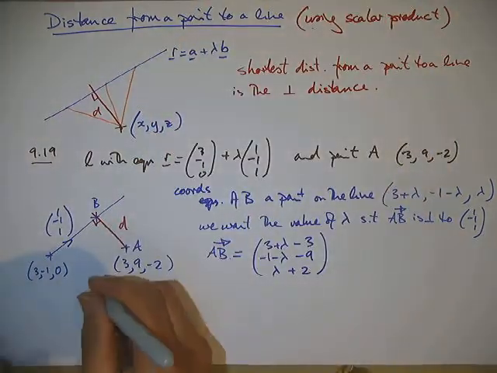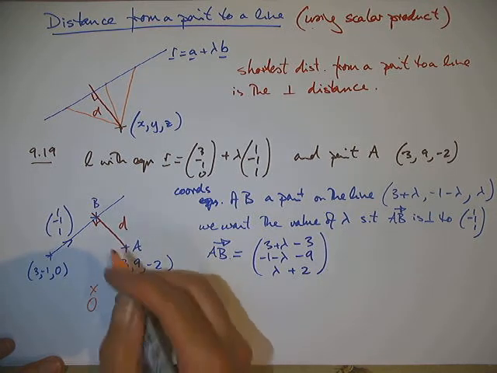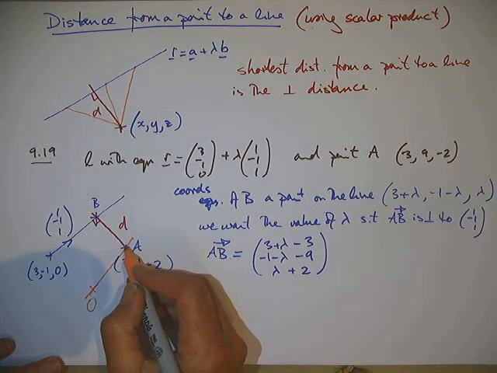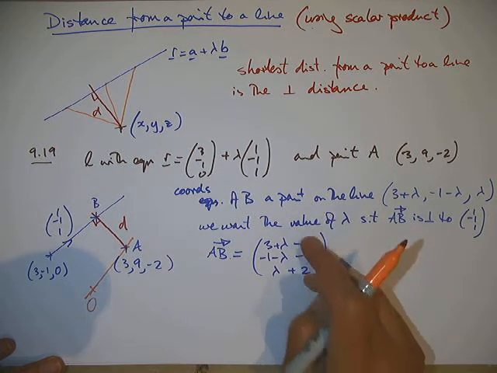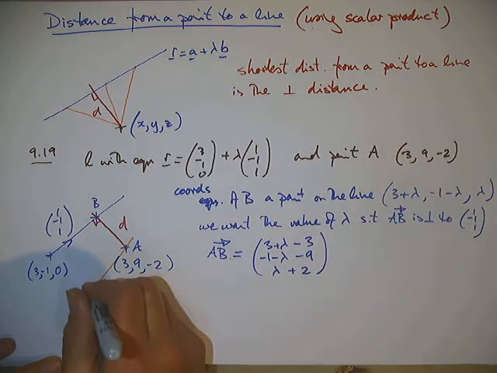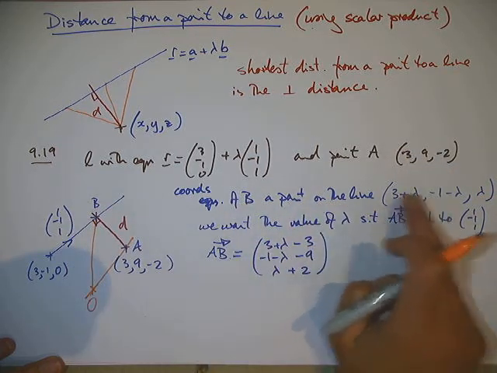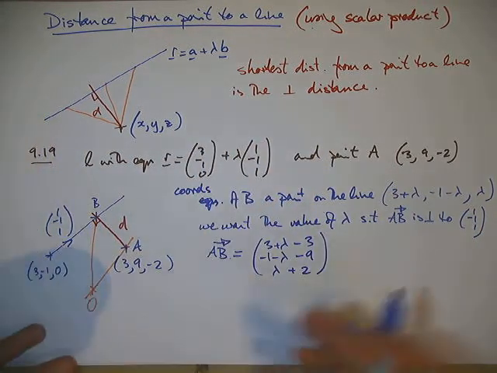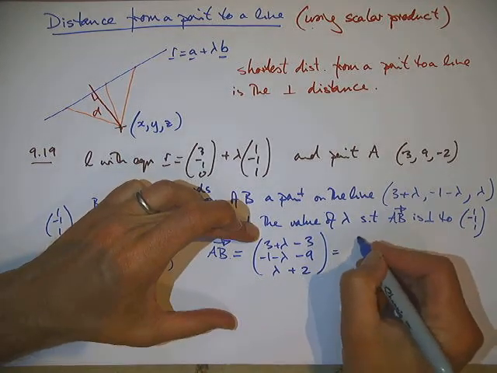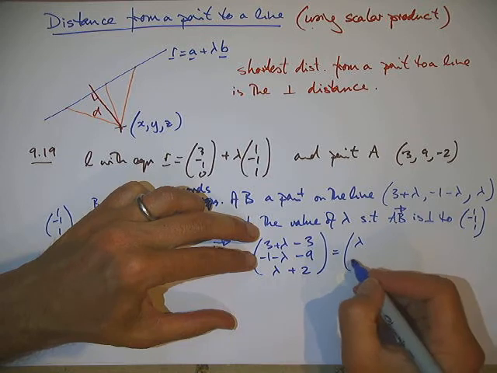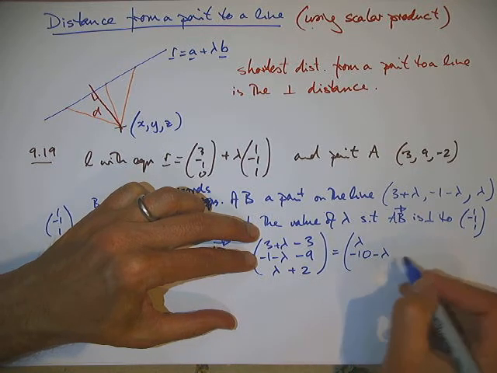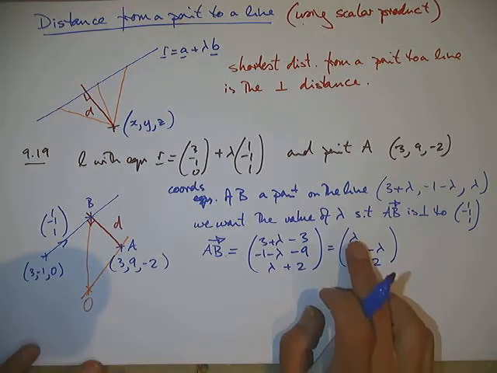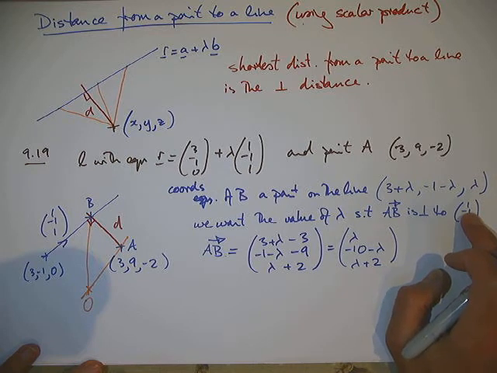Why on earth do we do that? If that's the origin, to get from A to B, we go from A to O, the negative of that, and then we go from O to B, which is what this position vector is. That gives us (lambda, -10 take lambda, lambda plus 2). We want the value of lambda so that this is perpendicular to that.